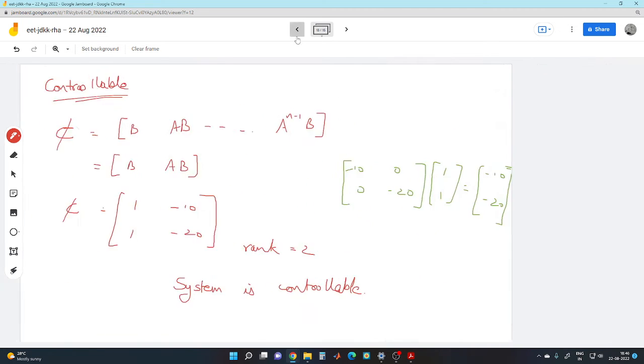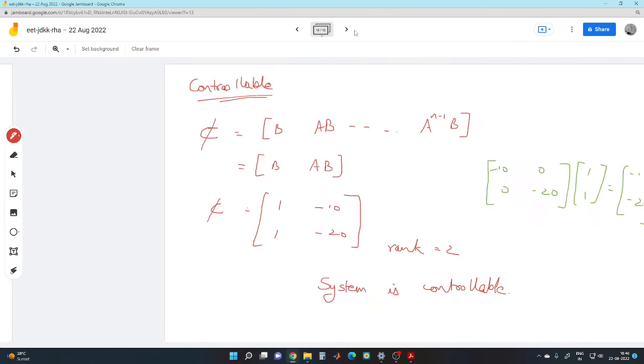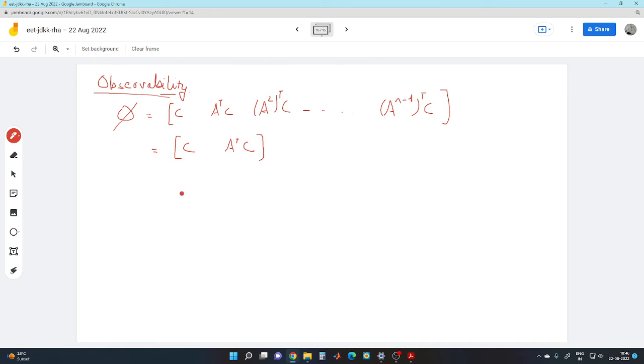So C we have calculated here, it is minus 100 minus 400. So right now we are using C of the form minus 100 minus 400. We are writing in this form. We can write it in another form as well. In that particular form, it becomes C and CA, something like that. But this is just a totally flipped kind of representation. So both of them are actually correct. But as we are following the class lectures, we will not be using this, and we'll only stick to this, so nobody gets confused.